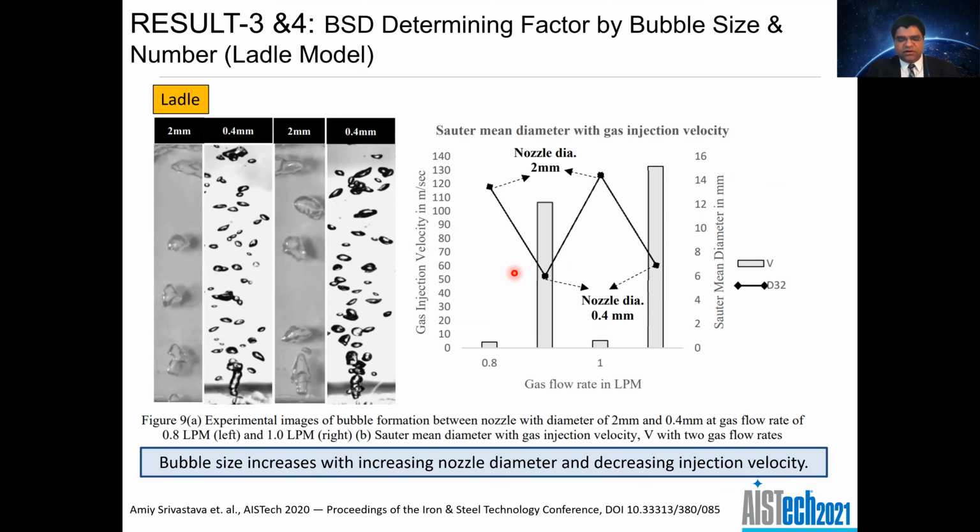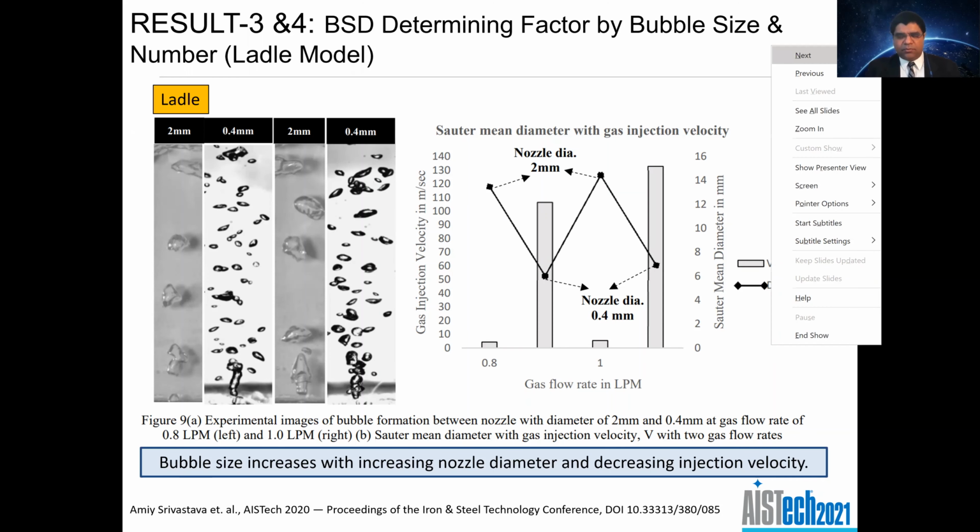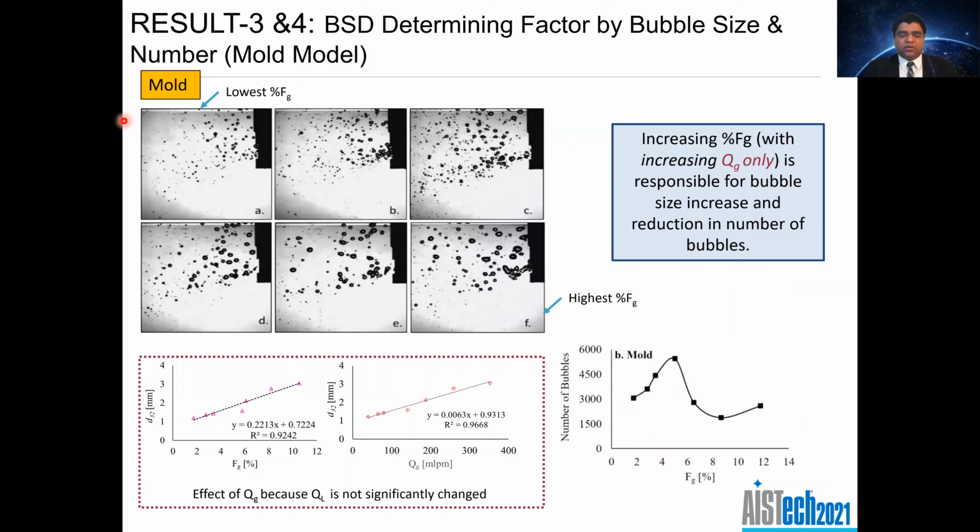The same thing can be observed from this graph at different gas flow rates. So from here, we can say that bubble size increases with increasing nozzle diameter and decreasing injection velocity. Let's move on to the next slide and talk about what is happening with the bubbles formed in the continuous casting mold.